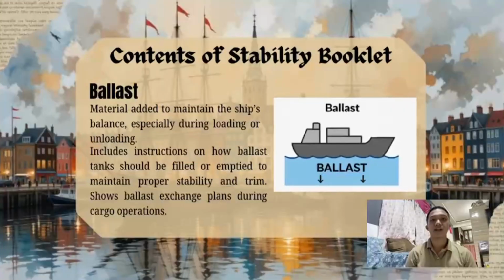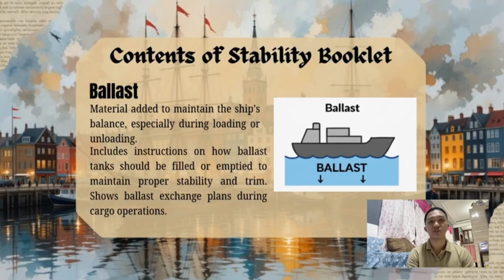Ballast: materials added to maintain the ship's balance, especially during loading or unloading. It includes instructions on how ballast tanks should be filled or emptied to maintain proper stability and trim. It shows ballast exchange plans during cargo operations. So, ballast is seawater carried in special tanks to keep a ship stable, balanced, and safe.